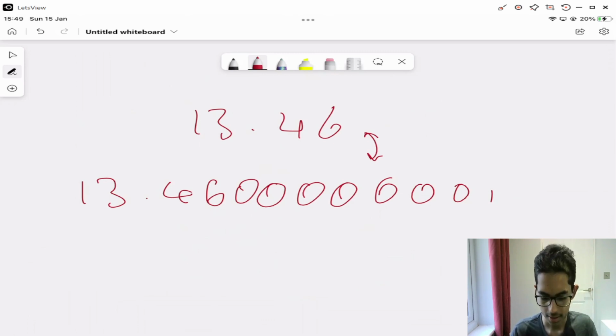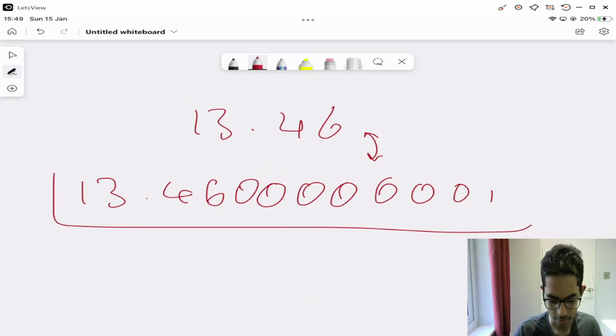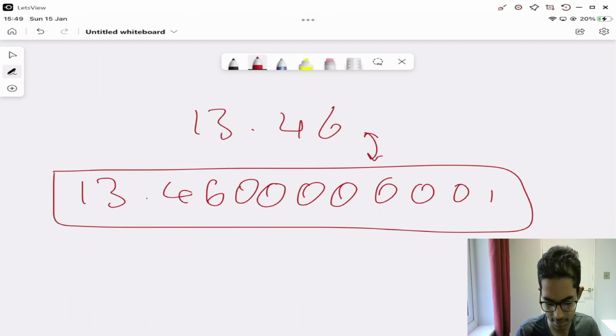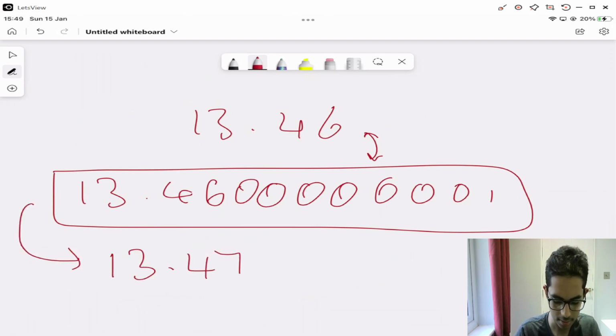However, complication arises when we use any sort of rounding inside our functions. This number wouldn't be treated as 13.46, it would be treated as 13.46000001. Hence, this would basically be rounded up to 13.47.